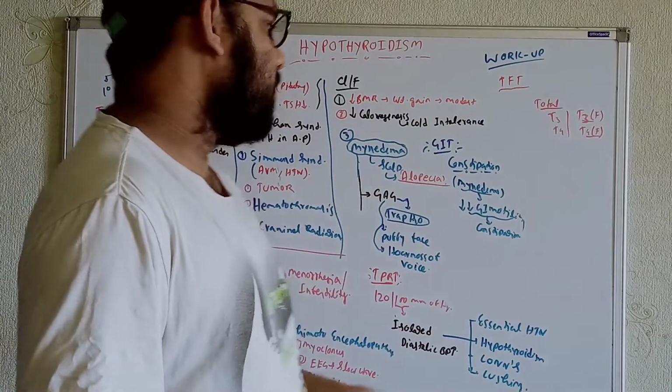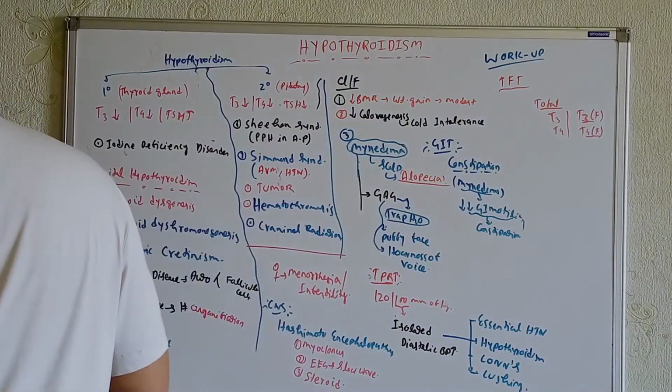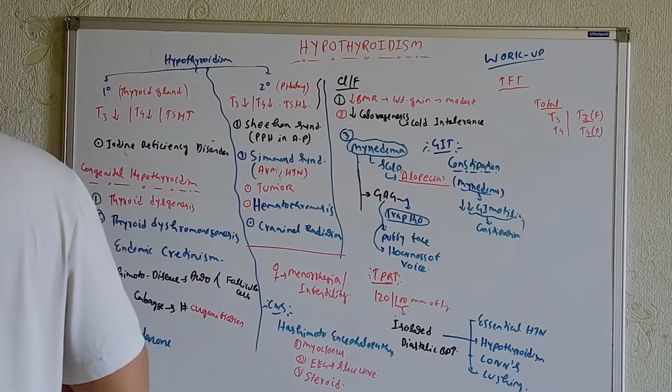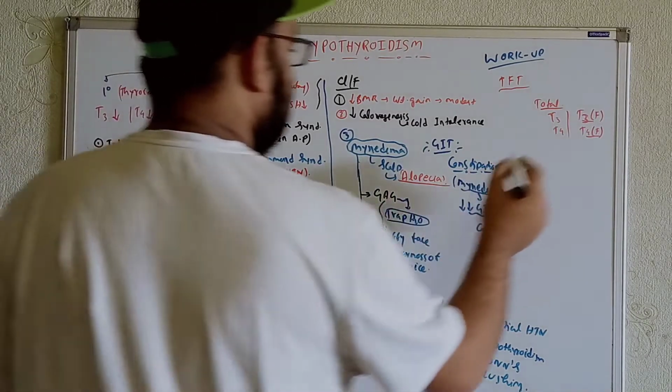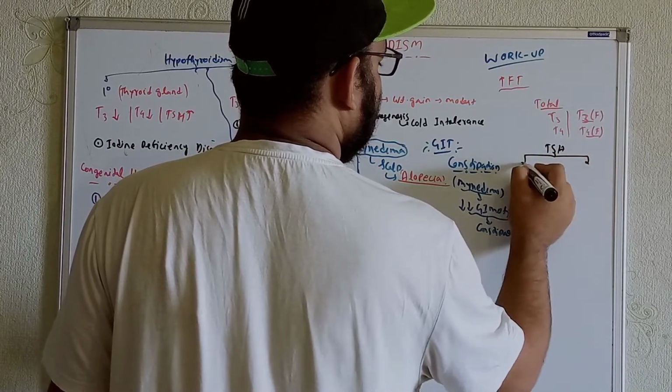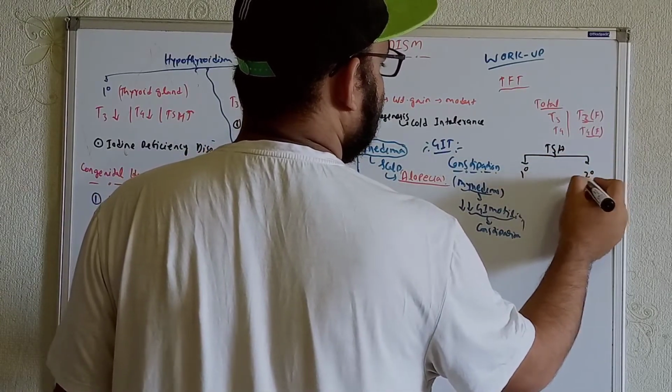Now what about the TSH? Now we'll talk about what we can do in terms of the TSH. In terms of the TSH, we can use it in two ways, for the primary and the secondary problem. If we get the primary problem, or if we get the secondary problem.